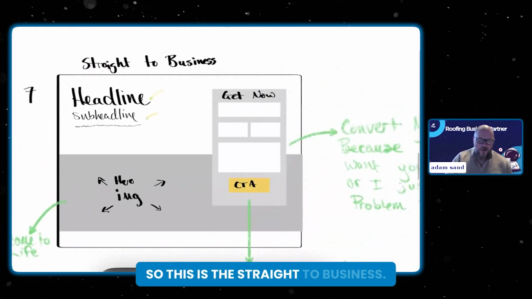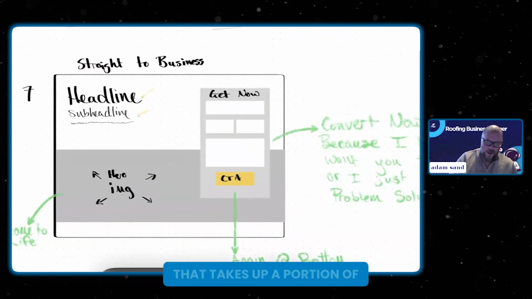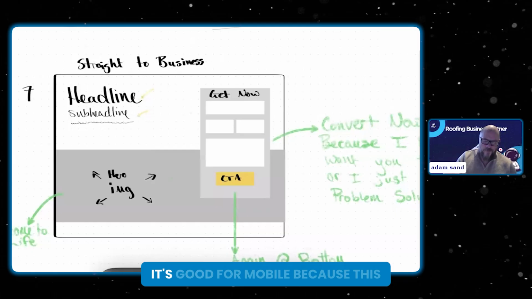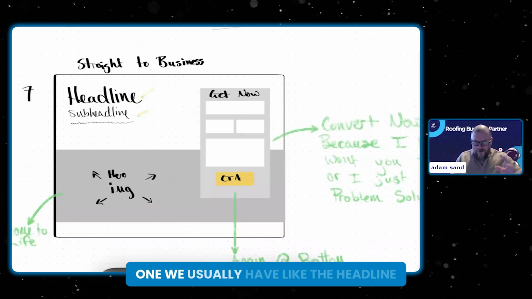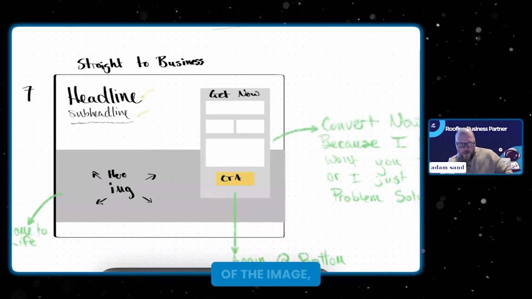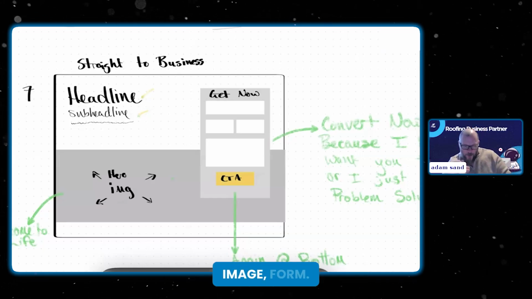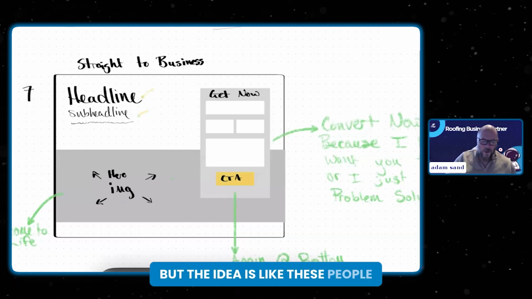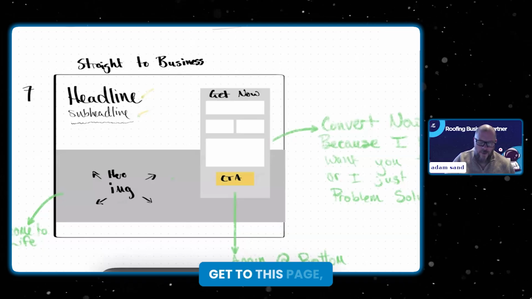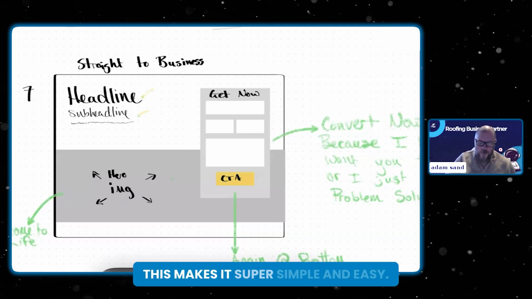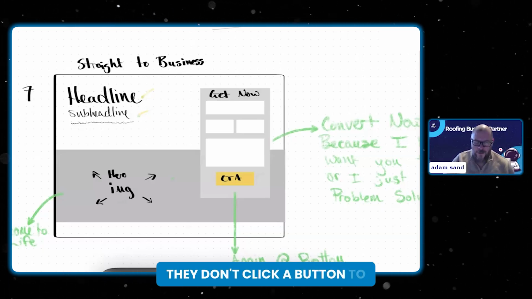Okay, so this is the straight to business. You have some kind of hero image that takes up a portion of the screen. It's good for mobile because this one will usually have the headline and subheadline on top of the image. The form stacks below it, or it's headline, subheadline, image, form. But the idea is these people are ready to convert. When they get to this page, they're ready to convert. This makes it super simple and easy. They don't click a button to open a form.